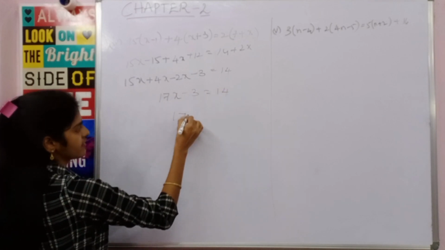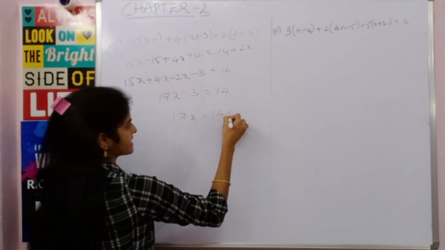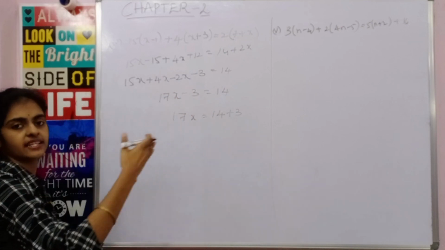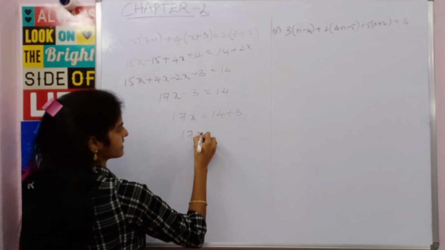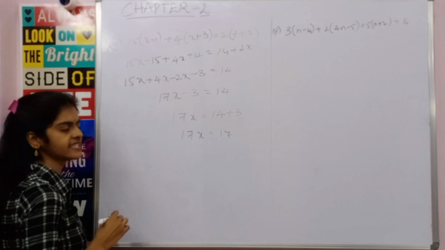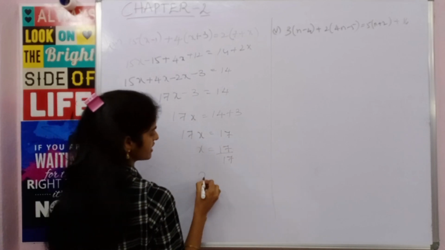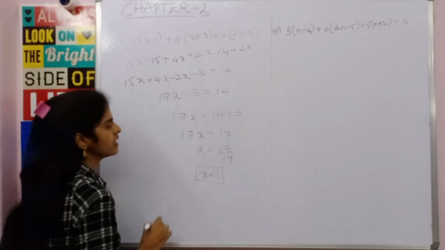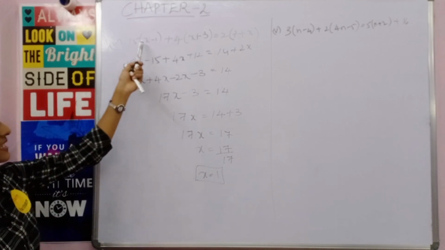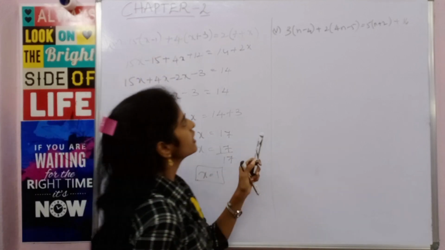Okay, so 17x is 14 plus 3. Minus 3, if it goes to the other side, becomes plus 3. So 17x equal to 17. 14 plus 3 is 17. So x is nothing but 17 divided by 17. So x is 1. Clear? Now again you can substitute the value of x here to check your answer. Clear? Now moving on to the next bit.